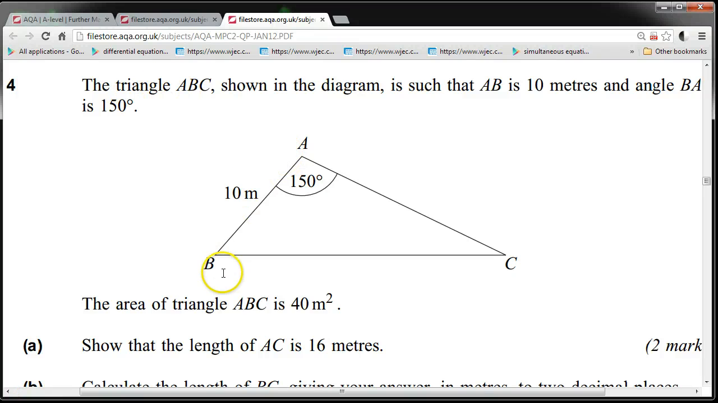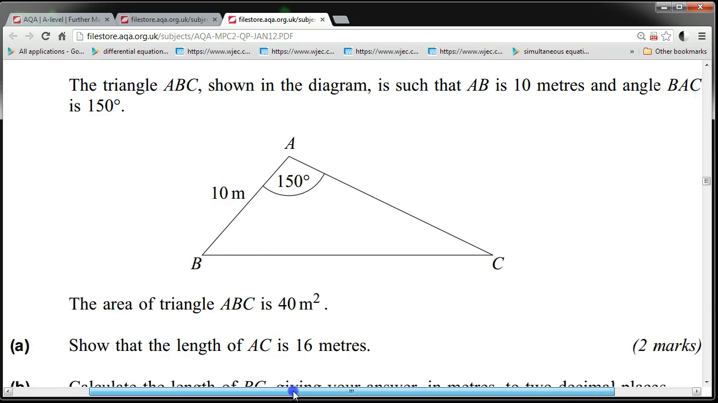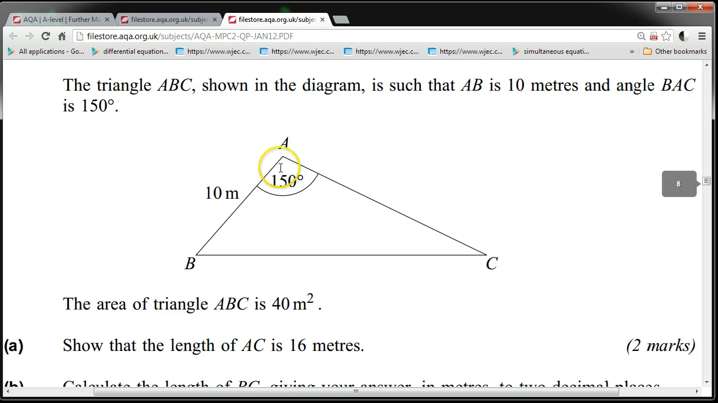The triangle ABC, shown in the diagram, is such that AB is 10 meters and angle BAC is 150 degrees. The area of the triangle is 40 meters squared. Show that the length of AC is 16 meters.